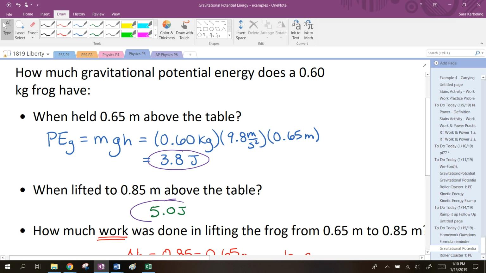Okay, so now here's my question. I've got my frog, and he's sitting here at 0.65 meters above the table. Okay? Everybody's happy with that? And how much potential energy does he have right now? 3.8 joules, right? How much potential energy does he have now?